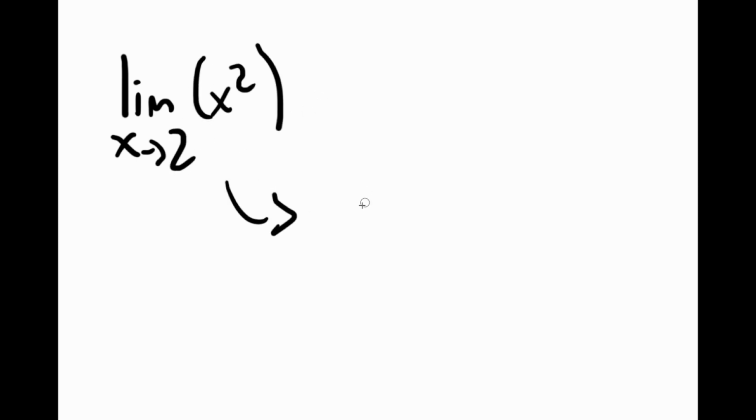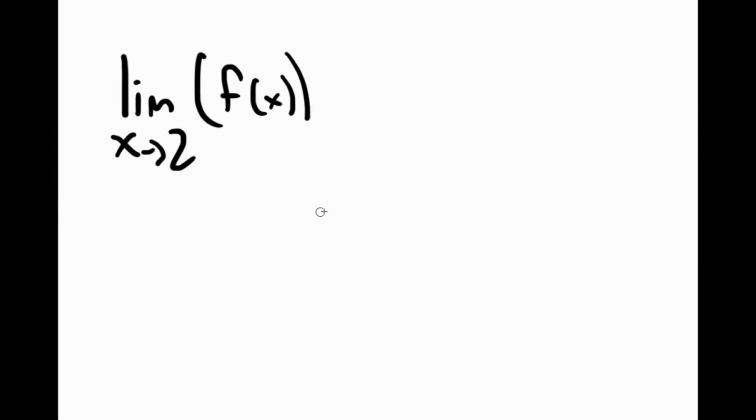So we've gone over just regular limits before. For example, the limit as x approaches 2 of x squared, you'd probably say 4 because you're just plugging 2 for x, 2 squared equals 4. But there are some functions, let's just call f of x.